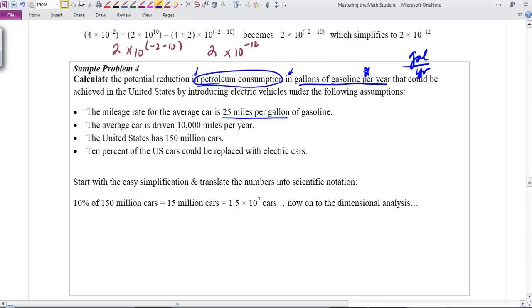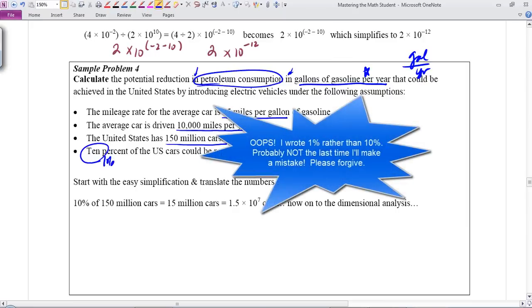The average car is driven 10,000 miles per year. The United States has 150 million cars, and 10... see, it's mean sometimes, we don't start sentences with numbers if you're following anything that even resembles 7th grade grammar. So we have to spell out the word ten, but you've got to be on the lookout for spelled out words. So 10% of the U.S. cars could be replaced with electric cars.